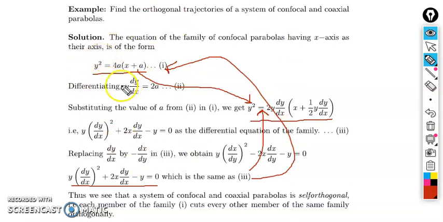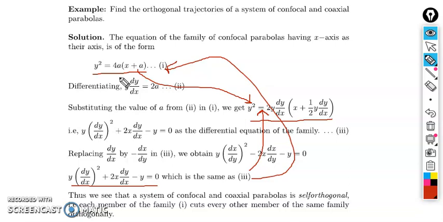So the orthogonal trajectory of this family of confocal and coaxial parabolas should be y square equals 4b into x plus b. We just change the parameter a to b, and we get the confocal coaxial parabola. It is also very important that sometimes the orthogonal trajectory of a family of curves is the same as the given family of curves. This type of curve is known as self orthogonal.